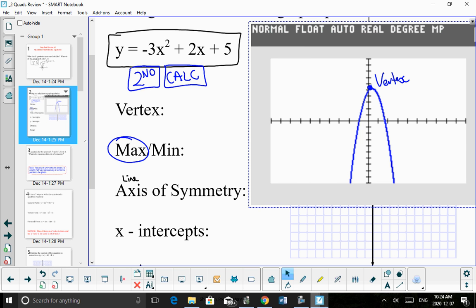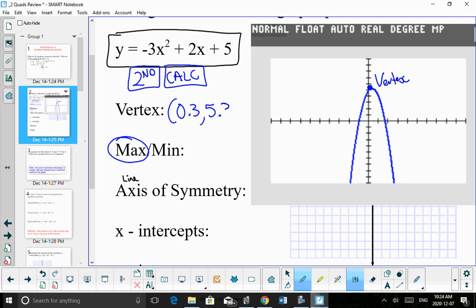So when we write the answer for vertex, we always write it as a coordinate point. So it's 0.3, comma 5.3. Okay? So that's this point right here. So for max and min, we say that it has a maximum of 5.3. It's always the y value. Okay, so this is the maxing out point of my graph.